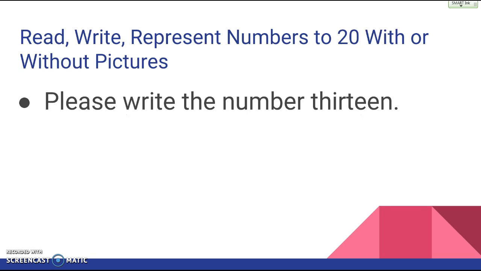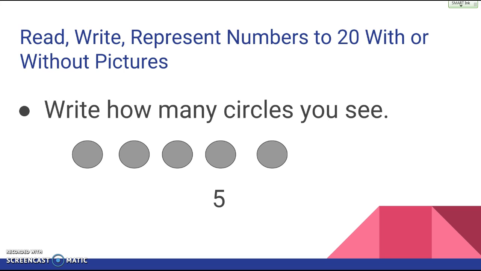We can also ask them to just write the numbers for us. Give them a piece of paper. Please write the number 13 for me, or please write the number 19 for me. And again, we're only going up to 20 here in this particular set of objectives. So we're not going to ask them to write 65 or ask them to write 89, just 0 to 20.